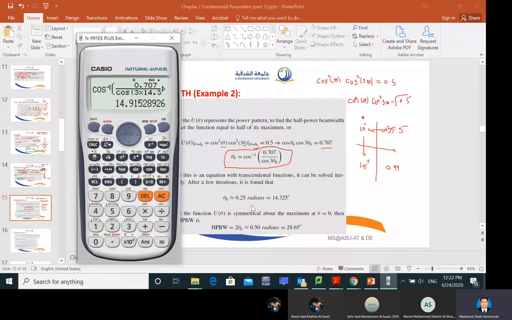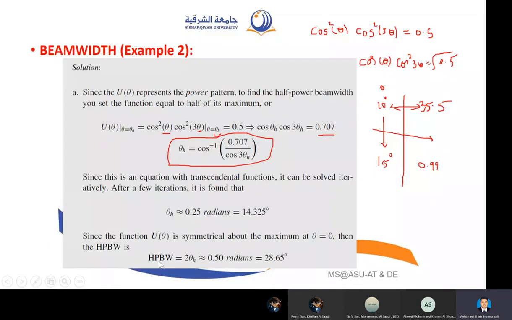Total half power beam width will be equal to, since we have two symmetric functions here, you will multiply by 2. 2 into 14.325, you will get 28.65 degrees. Okay, this is how you calculate the half power beam width. I know it's somewhat complex, but if you do some practice, inshallah, you will be able to solve it. I will give you an assignment on this, inshallah.